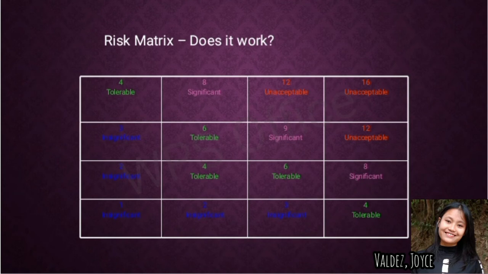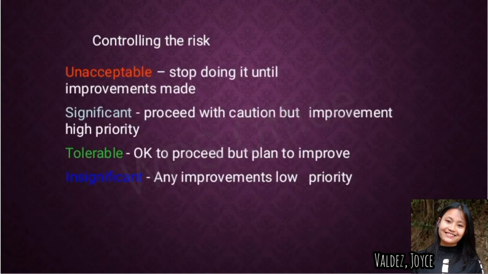And then now we will proceed to the table wherein we can see there the tolerable, significant, unacceptable, and insignificant. Unacceptable is: stop doing it until improvements are made.